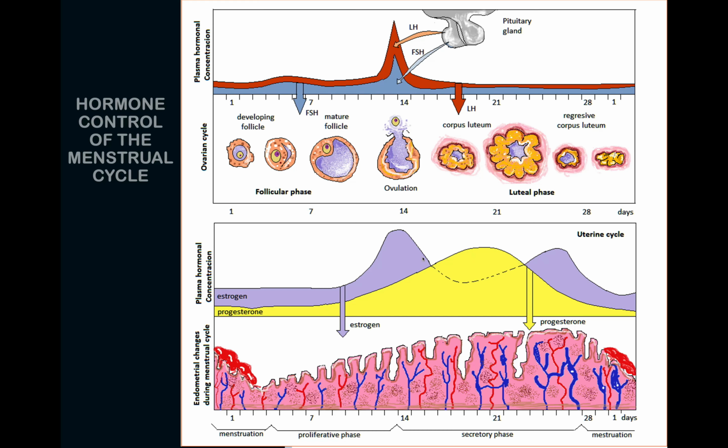Now something is going to happen. This rise, this increased level of progesterone, is going to inhibit the release of FSH and LH by the pituitary gland. Okay, so what's going to happen?